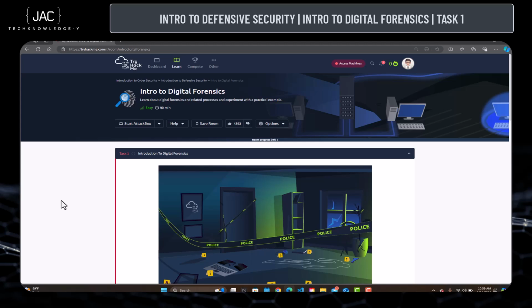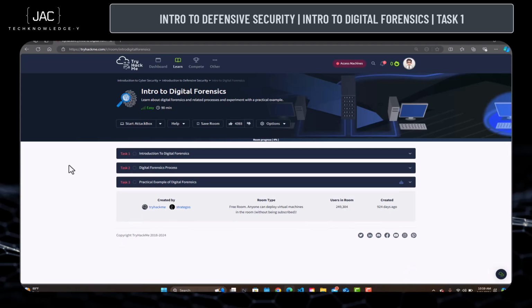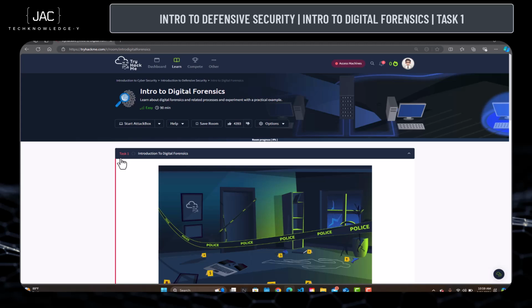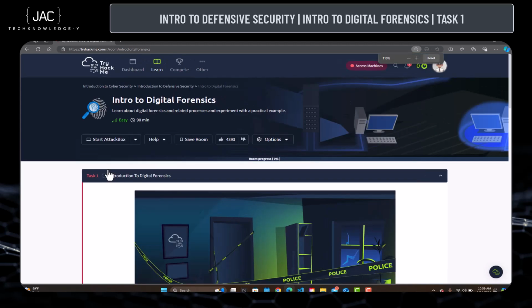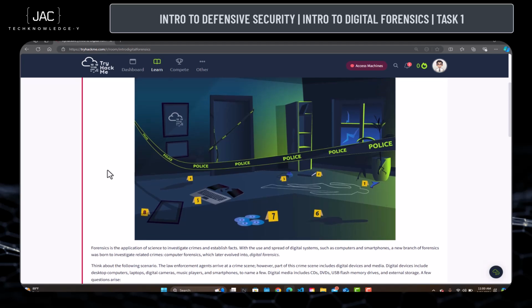All right, now that we've got the room loaded here, I did see a few tasks. So we do have task 1, which is Introduction to Digital Forensics, task 2, Digital Forensics Process, and task 3, Practical Example of Digital Forensics. So I'm gonna go ahead and kick open task 1. I'm gonna zoom in just a little bit here, and I'm ready to go.